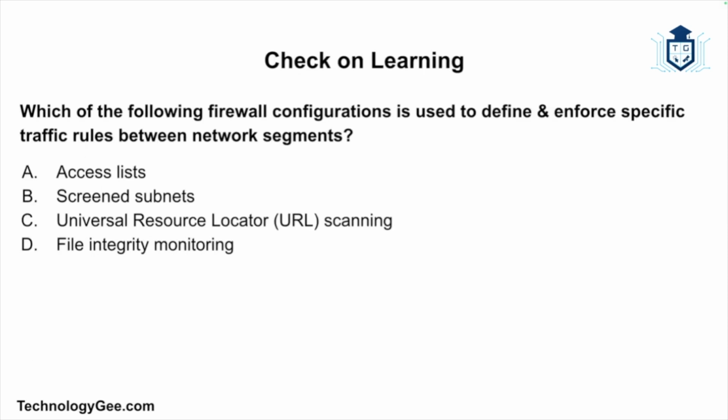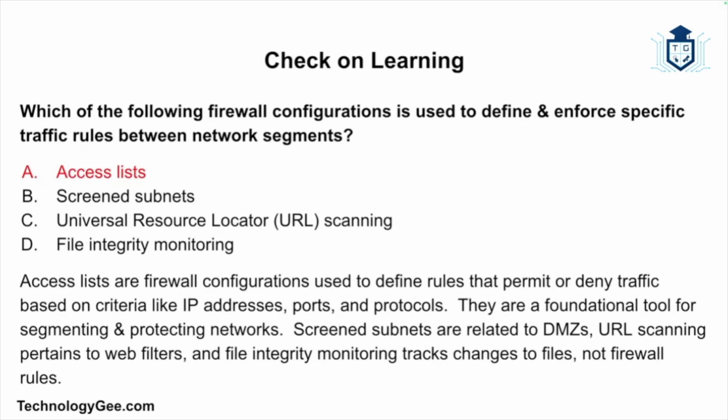So the first question is, which of the following firewall configurations is used to define and enforce specific traffic rules between network segments? Would it be an access list? Would it be a screen subnet? Would it be a universal resource locator scanner? Or would it be file integrity monitoring? And the correct answer is it will be an access list.